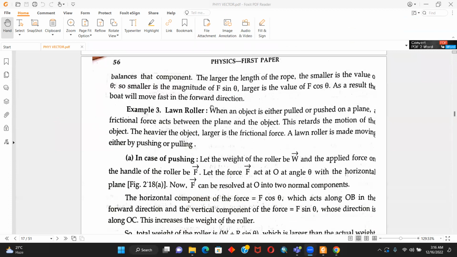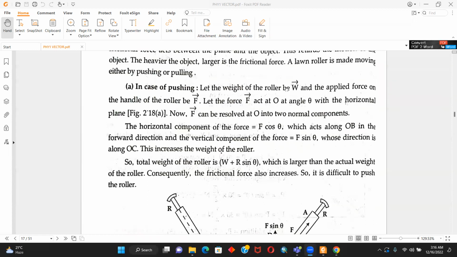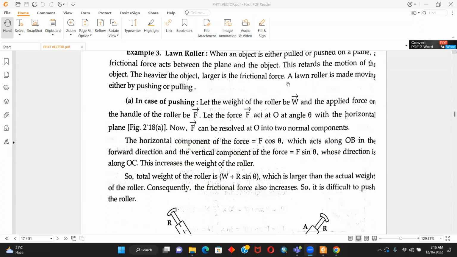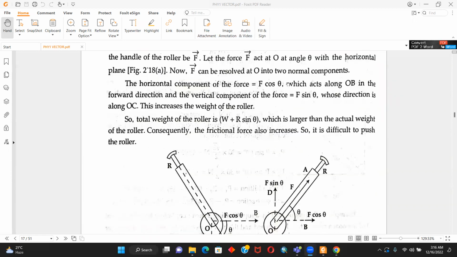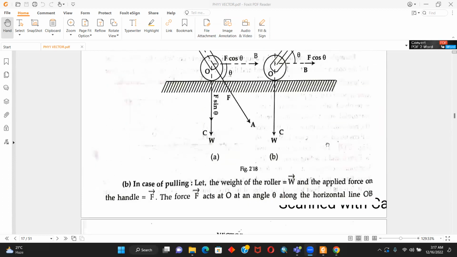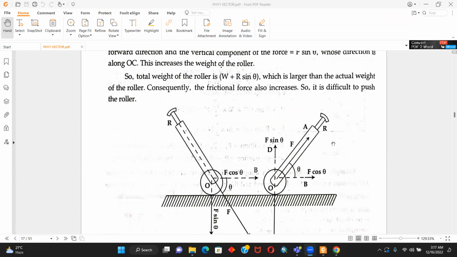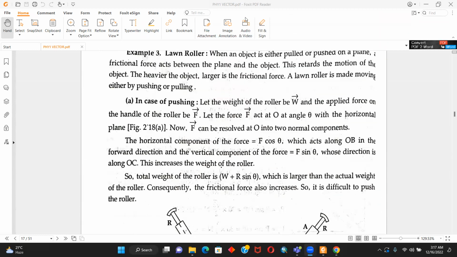Now, again, a question towards you. I don't know if you have used a lawn roller or not. In case of using a lawn roller, we tend to push it, right? Is that correct? My question is, what do you think? Is pushing the better way or is pulling the better way?